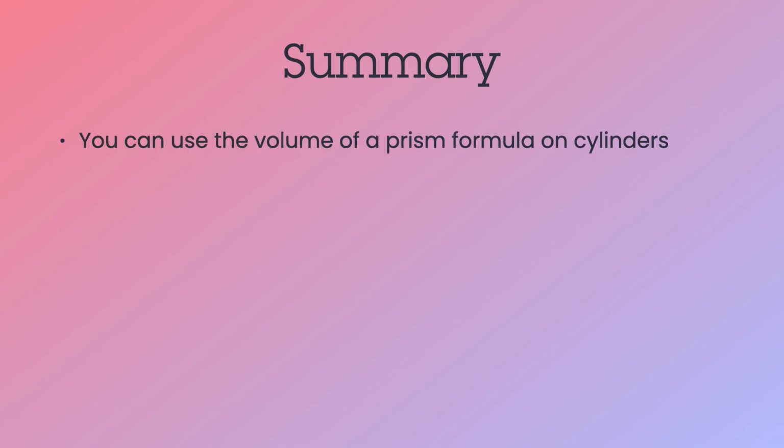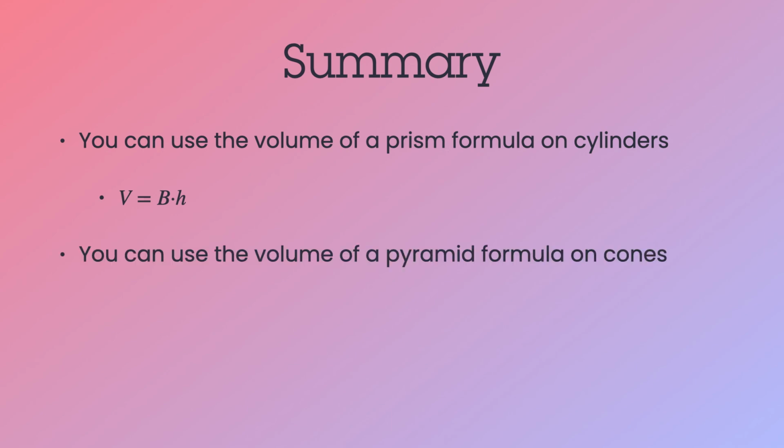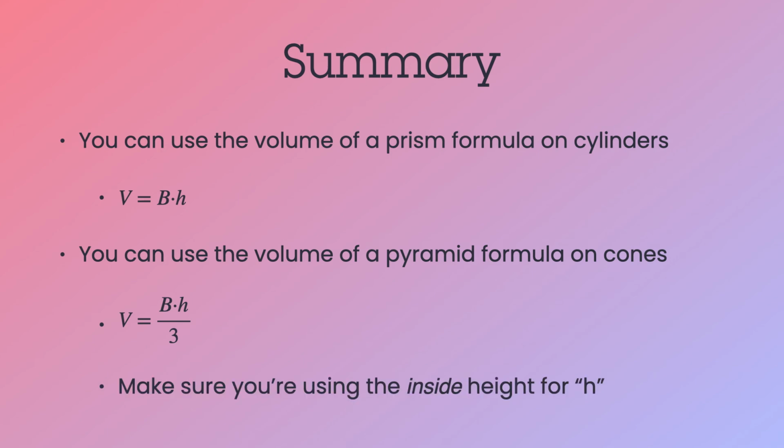So to summarize what we've done through this video, we used the volume of a prism formula on cylinders, so the area of the base times the height, and we used the volume of a pyramid formula on the cones. So the area of the base times height divided by 3. Just make sure, be careful, since we're finding an inside measurement, that volume where we fill the inside, you need the inside height. Don't get fooled by the slant height.